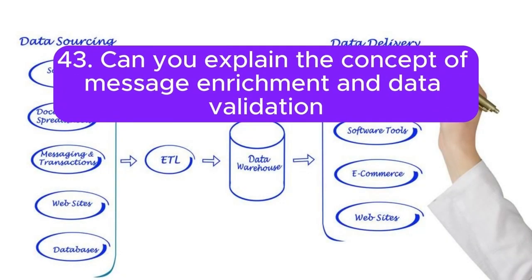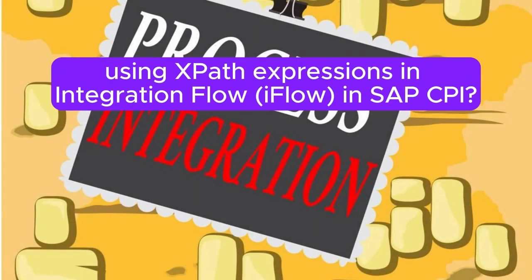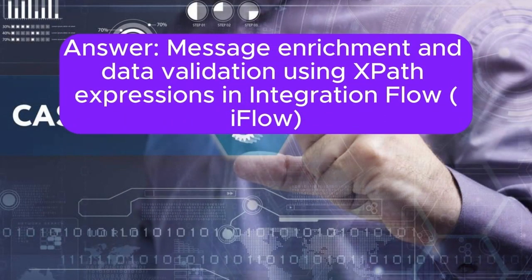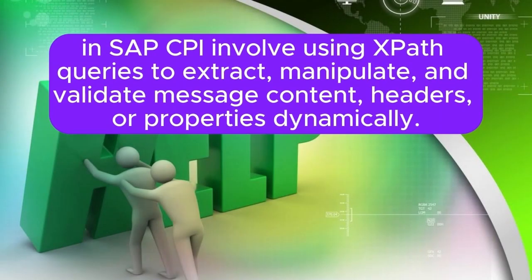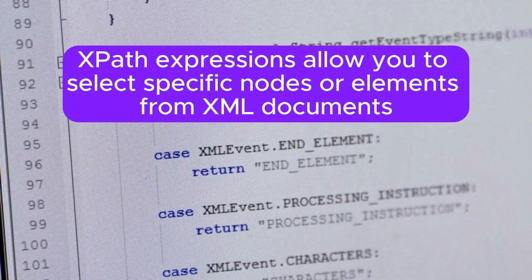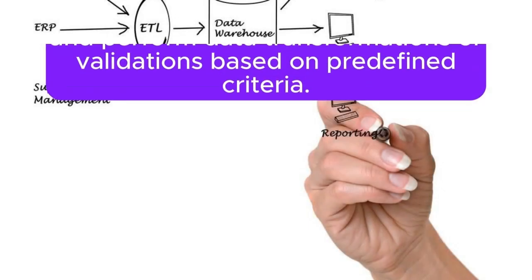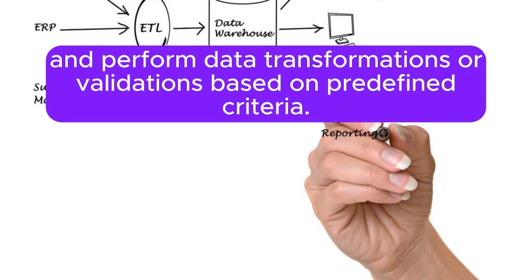43. Can you explain the concept of message enrichment and data validation using XPath expressions in an integration flow (iFlow) in SAP CPI? Answer: Message enrichment and data validation using XPath expressions in iFlow in SAP CPI involve using XPath queries to extract, manipulate, and validate message content, headers, or properties dynamically. XPath expressions allow you to select specific nodes or elements from XML documents and perform data transformations or validations based on predefined criteria.